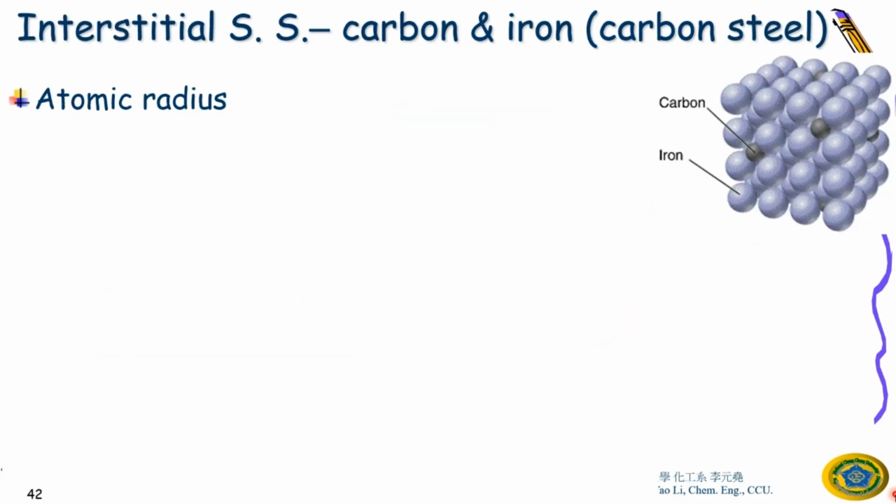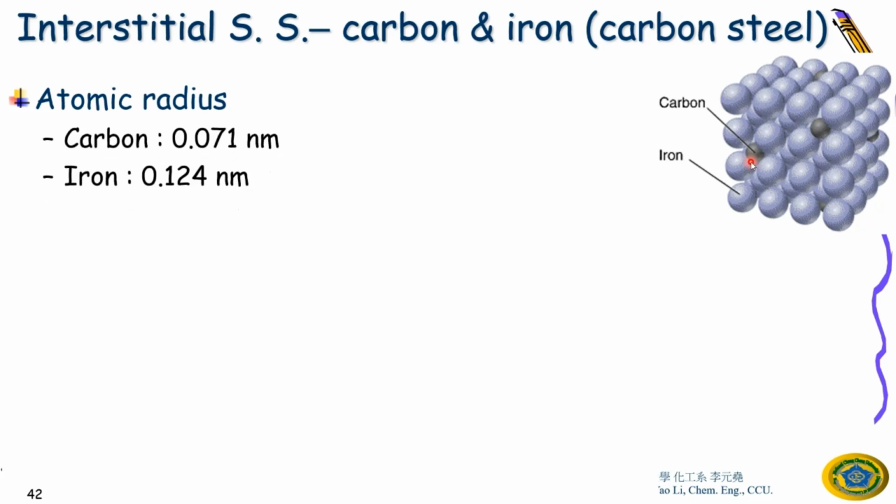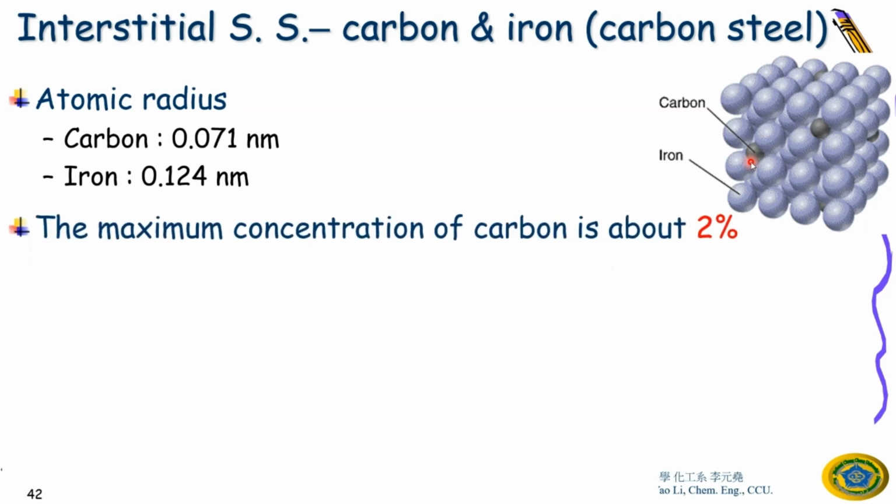So this is an example of the interstitial solid solution. We put carbon into the iron. I hope you still remember, because the size of carbon is much smaller than the size of the iron, and it needs to be much less, like less than 45%. The size of carbon is 0.071 nanometer. Iron is 0.124 nanometer. So it's still very different. The maximum concentration of carbon in the iron is about 2%. Okay.